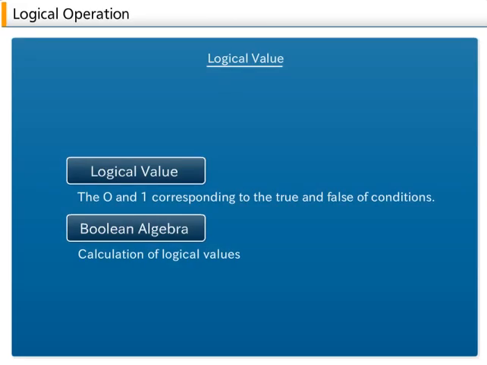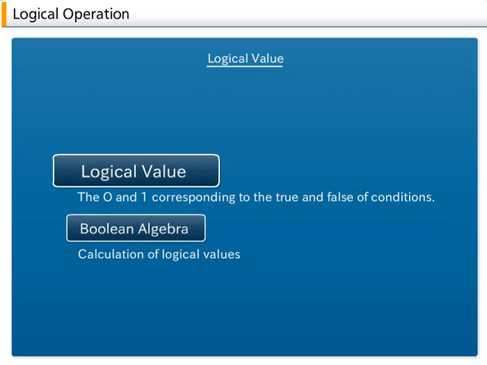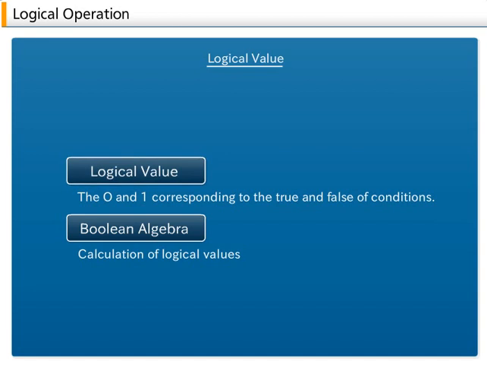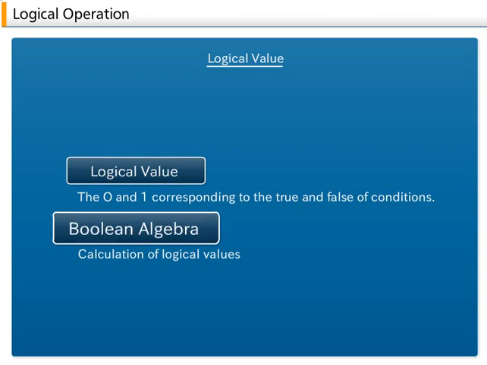The 0 and 1, corresponding to true or false, are called logical values. The calculation of logical values was developed by George Boole in 1854 and is called Boolean algebra.